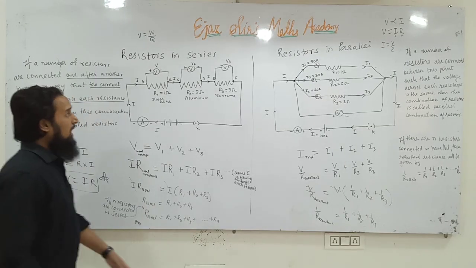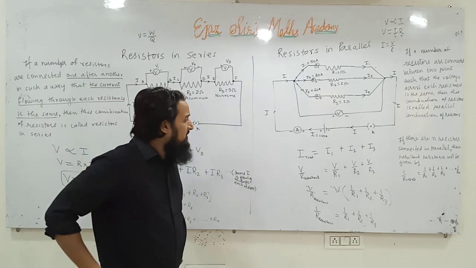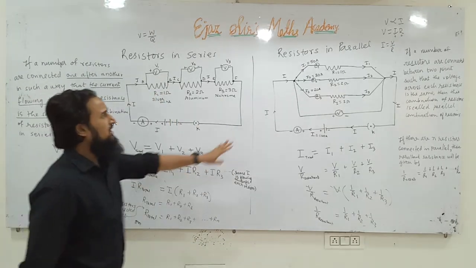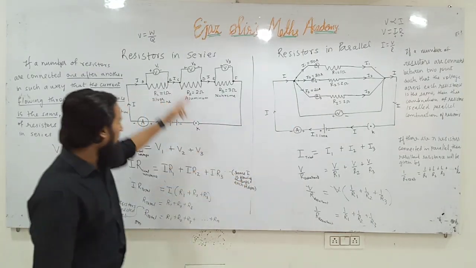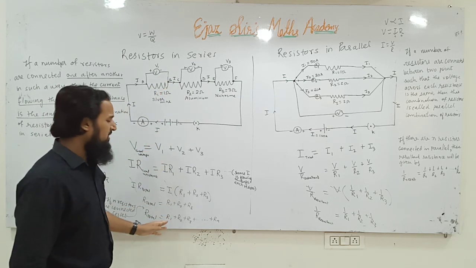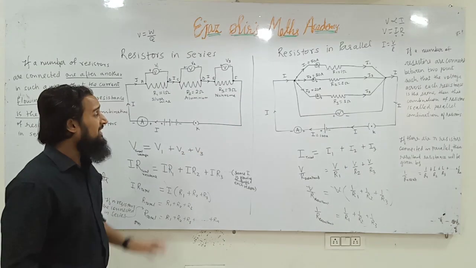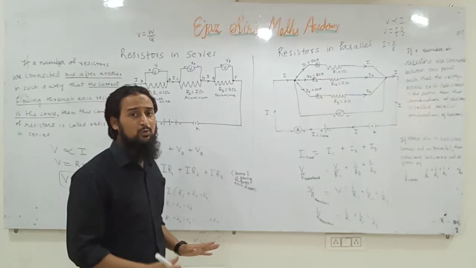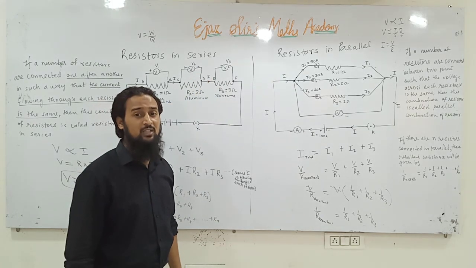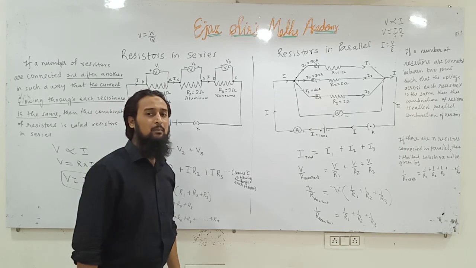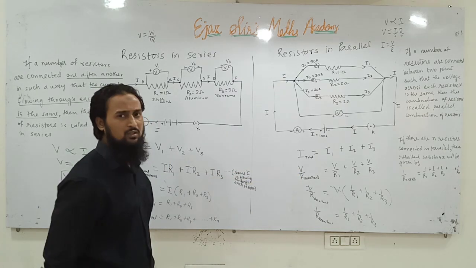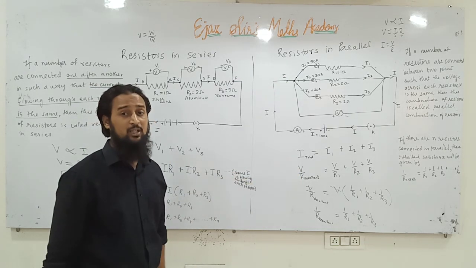Now see, I have written this in such a manner that this derivation may be asked in the exam for 5 marks. If they do not ask this derivation for 5 marks, they will ask that derivation for 5 marks. And if they do not ask this derivation or that derivation, they can ask to differentiate between resistors in series and resistors in parallel. So that's why I have drawn 2 columns side by side so that we can differentiate between them.